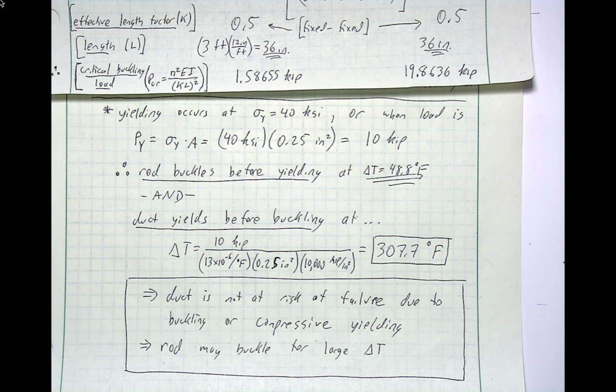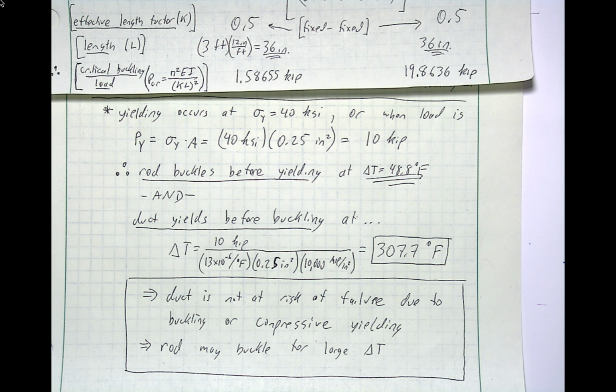So the net result here is, for the duct, this is still pretty large, but not impossible. It's like going from freezing water to boiling water. It's about on the same order here, so it wouldn't be unheard of, but I don't know. Overall, we say the duct, under realistic or just not extreme conditions, is not really at risk of failure from either buckling or compressive yielding. But if it did fail first, it's going to yield before it buckles.